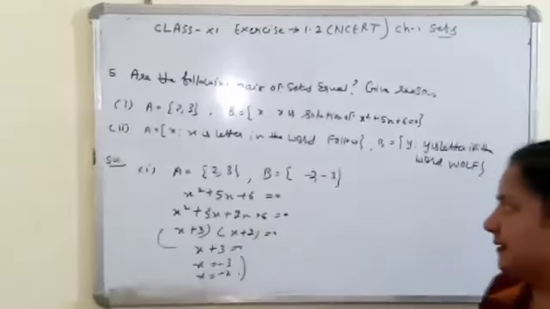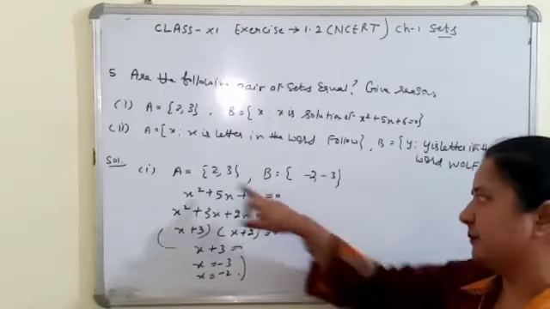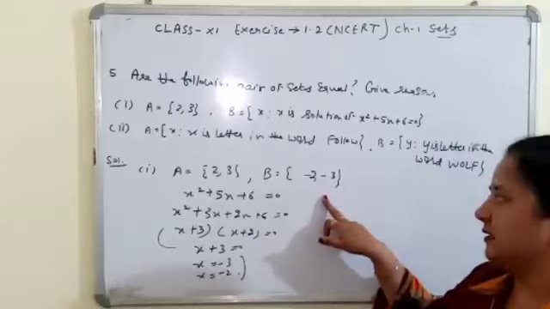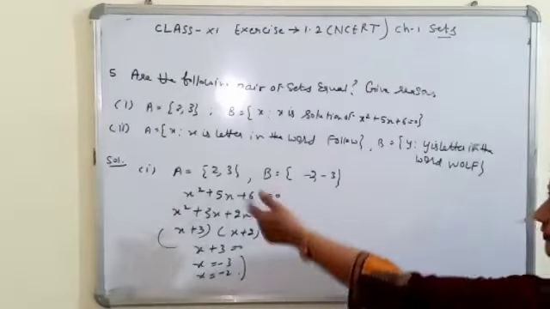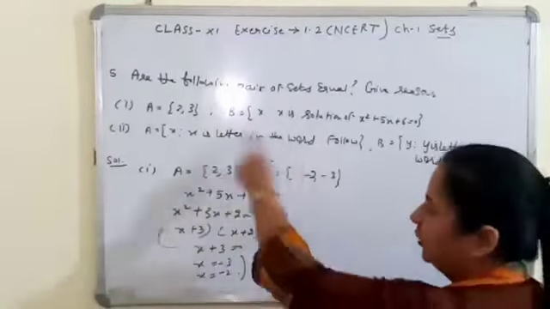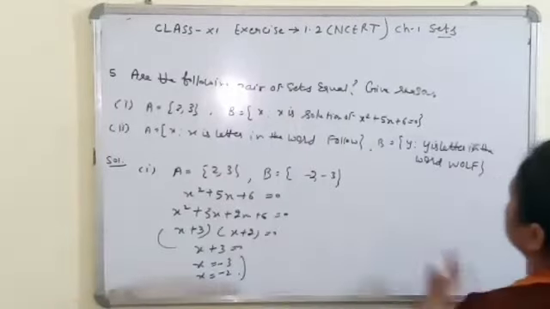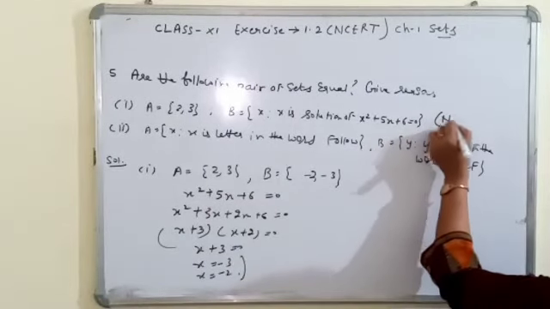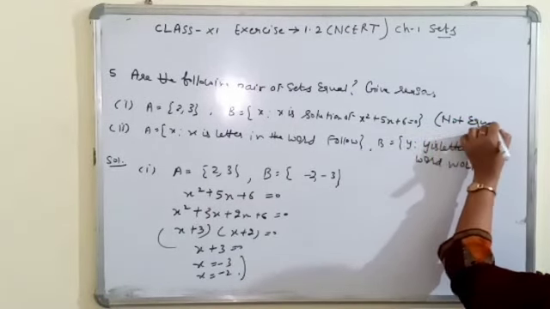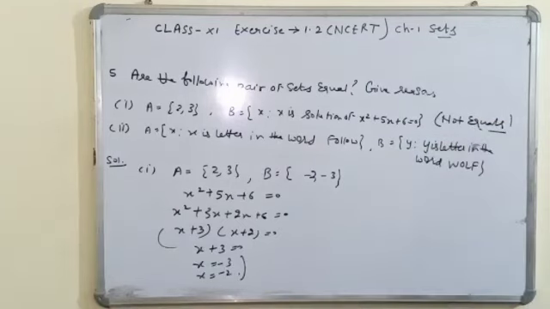You can easily see these two sets are not equal because elements of set A are not present in set B. Vice versa, elements of set B are not in set A. So these are not equal sets. Let's see the second one.